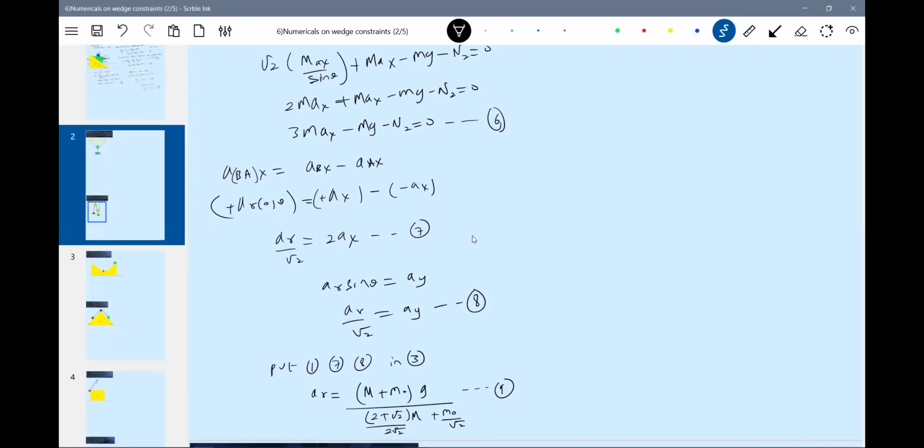Now what you should do, substitute all that value of AR in the equations 7 and 8, and you'll get AX and AY. I think that was the question that was asked, to get the accelerations. I will write down acceleration AY is equal to... it's very simple. After getting AR, just substitute here, you get AY. Substitute here, you'll get AX.